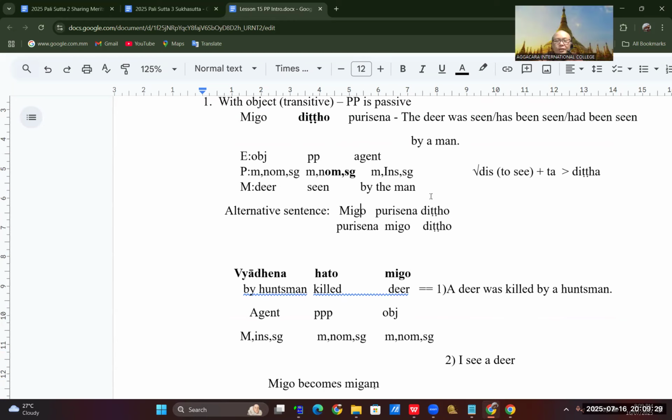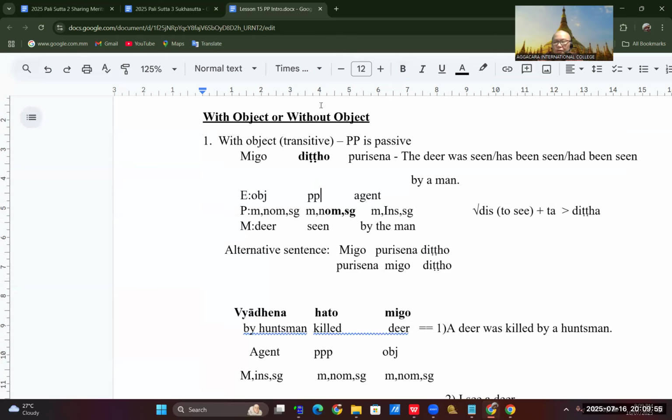But because this is a verb, you should put dittho at the end. You don't want to put dittho in the middle, right? If this exists in a poem, normally it's okay because poems always break the rules. But the verb, the PP, should be put at the end. Okay. Now all these have an object, so this is called transitive. All right.